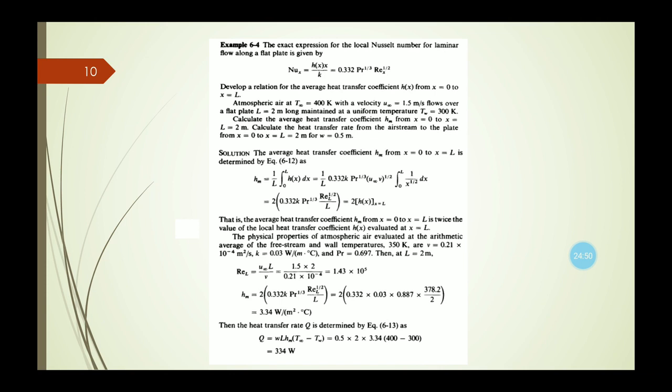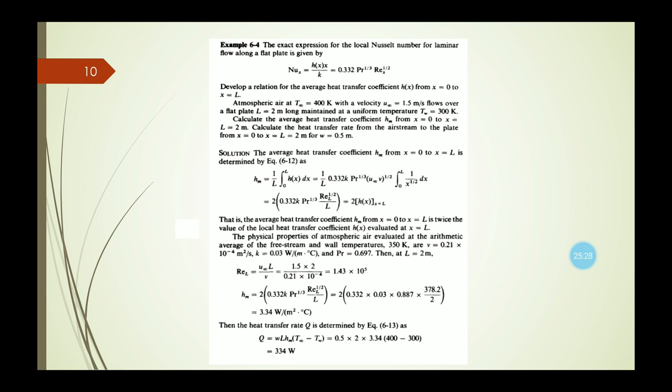One more example or problem is given. The exact expression for the local Nusselt number for laminar flow along a flat plate is given by Nusselt number equals 0.332 Prandtl number to the power 1/3 and Reynolds number to the power half. Now we need to develop a relation for the average heat transfer coefficient from x equals 0 to L, so the notation will ultimately be hm. hx is the local heat transfer coefficient and hm is the mean or average heat transfer coefficient.